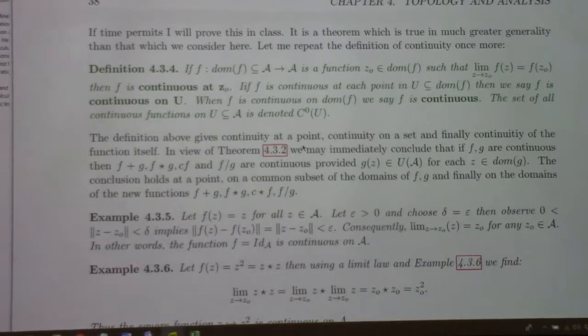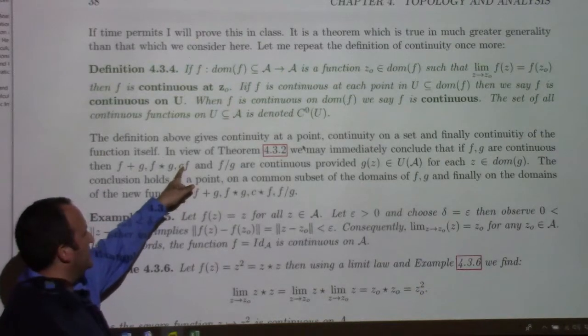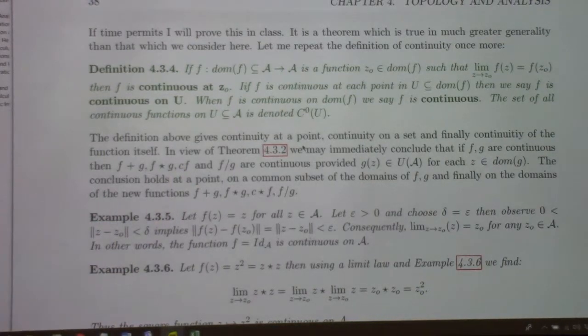So in short, if you look at the theorem that I showed you, it's an easy consequence that if f and g are continuous functions, then f plus g, f times g, and I'm missing a star right here, right? I meant to put a star right there, c times f, and of course f over g. These are all continuous, provided that g is well behaved.